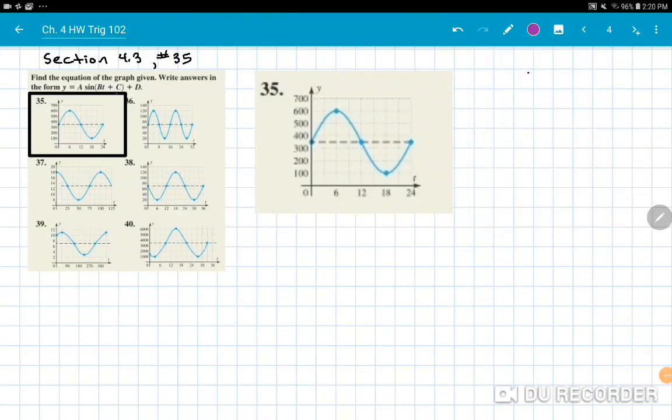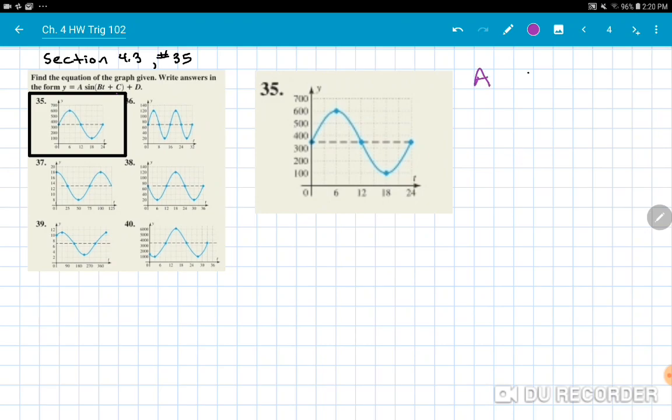All right, in section 4.3, number 35 through 40, we're finding the equation of that graph using that standard sine formula. So we need to find the A, B, C, and D to put in there. We're going to focus on number 35 in this recording. So the first step is to find A.